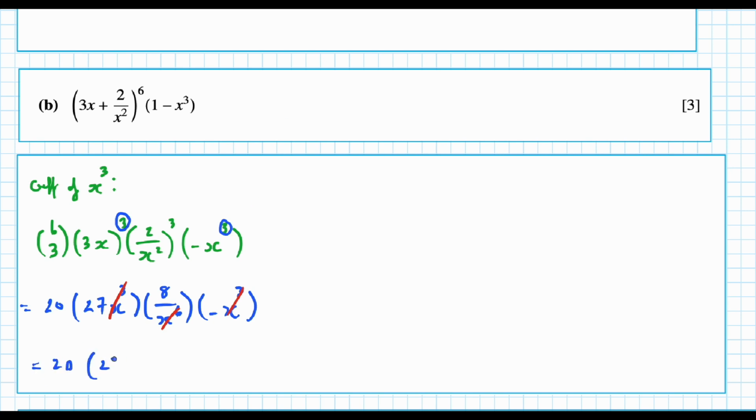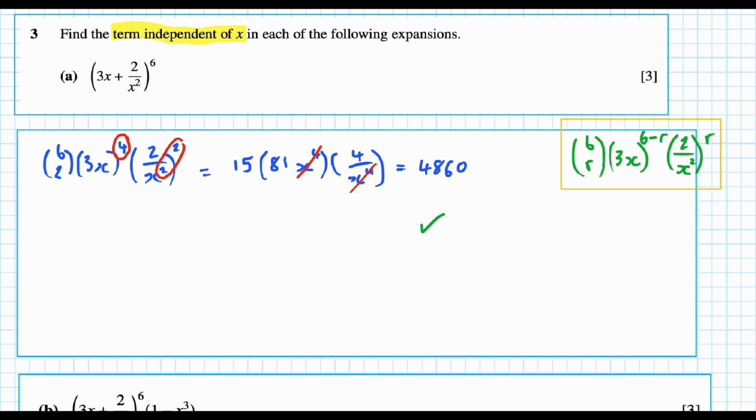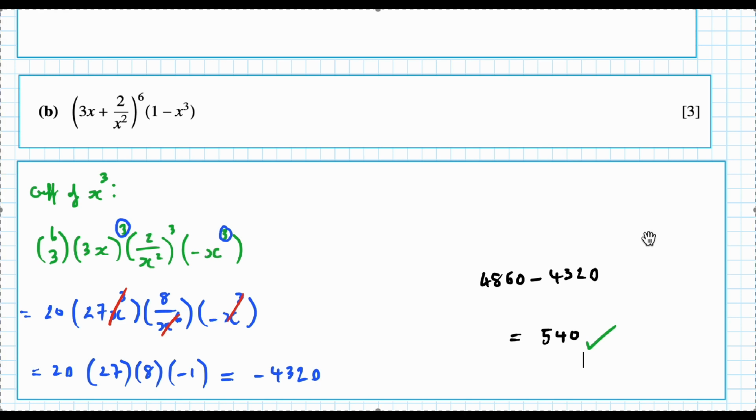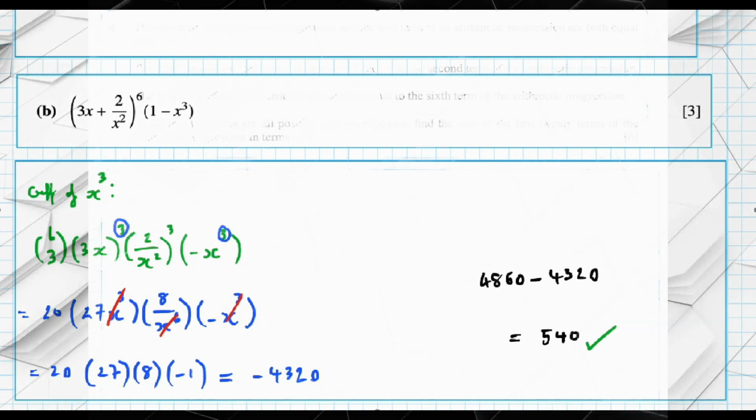So we have 20 times 27 times 8, and just be careful, you also have a minus 1 there. So minus 4,320, and take that away from the original part, you'll get 540. And that's our final answer for that. In other questions with this, you can also equate coefficients. You may check the playlist for Pure 1 Mathematics on my channel, and you'll see another video for binomial expansion with an example of one of those questions where you equate the coefficients.